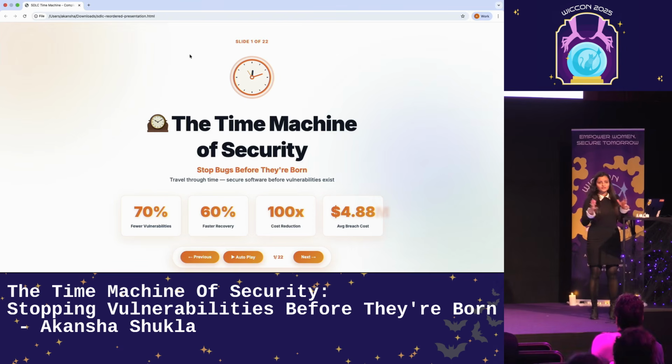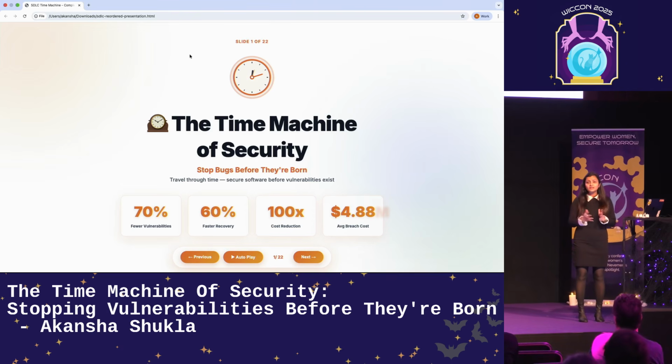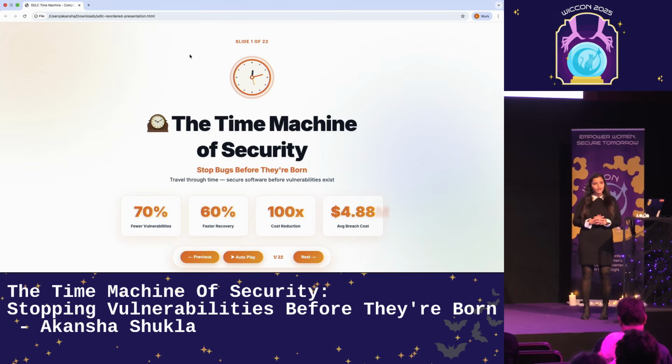And this is not just, I think some of you might already be thinking that this is another security talk where I am talking about doing more with less. No, look at the stats here. If you follow this time machine, which I will try to cover in the next 45 minutes, there will be 70% fewer vulnerabilities and 60% faster recovery, and definitely the cost to fix those vulnerabilities will be reduced.